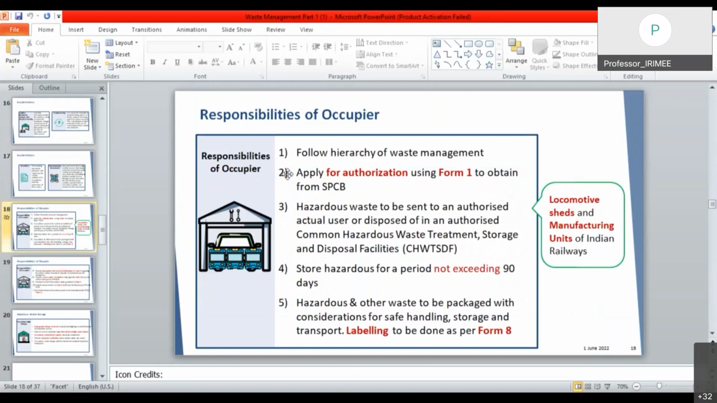As per these rules, the occupier of a factory or industry has certain responsibilities. They have to follow the hierarchy of waste management, then apply for authorization using Form 1 to obtain from the State Pollution Control Boards. Hazardous waste is to be sent to the authorized actual user or disposed of in an authorized common hazardous waste treatment, storage and disposal facility.